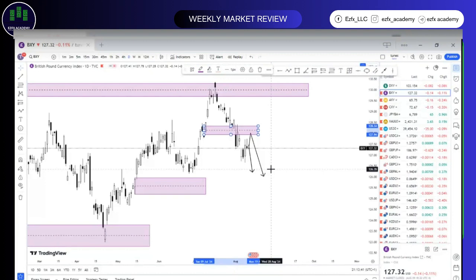So possibly as the market opens, because there will be a lot of quote unquote manipulations and moves in the early hours of the market open, possibly in the first 30 minutes, 1 hour or so, or 2 hours, we might get to see price just push up into that zone, and then we get to see our sell off from there on BXY. So that's what I'm expecting the pound to do.